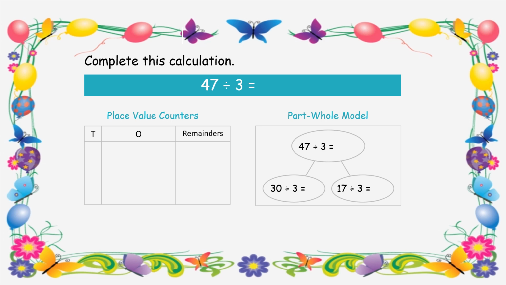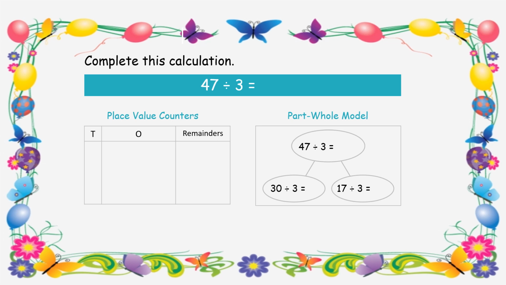So the first method we are going to be exploring today is a method called place value counters. We're going to divide 47 by 3 using our place value counters. Now, first, what do we do when we have to do with place values? How many tens do we have in 47? How many ones do we have in 47? So we have 7 ones and 4 tens.